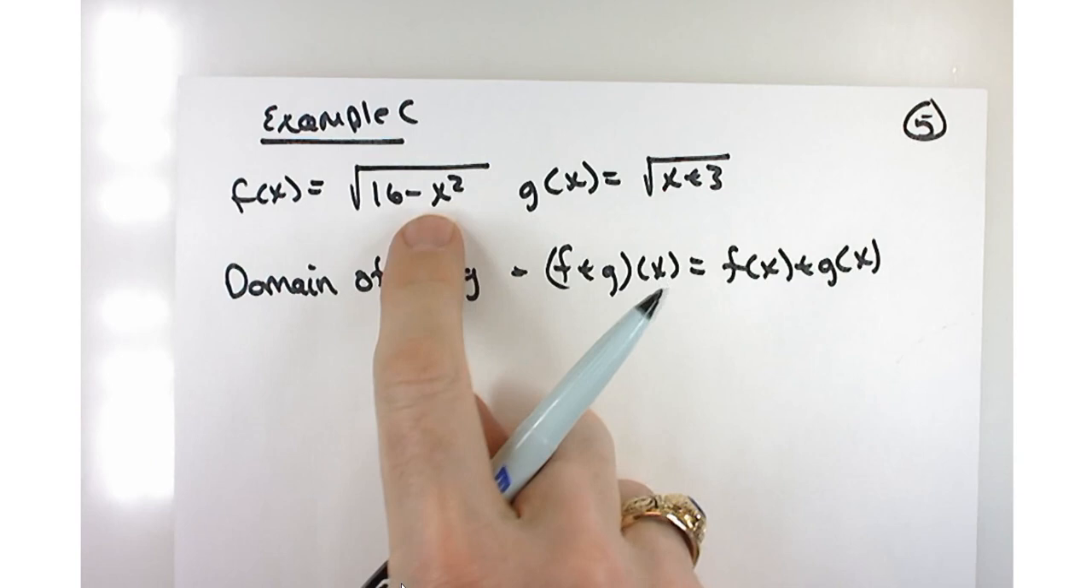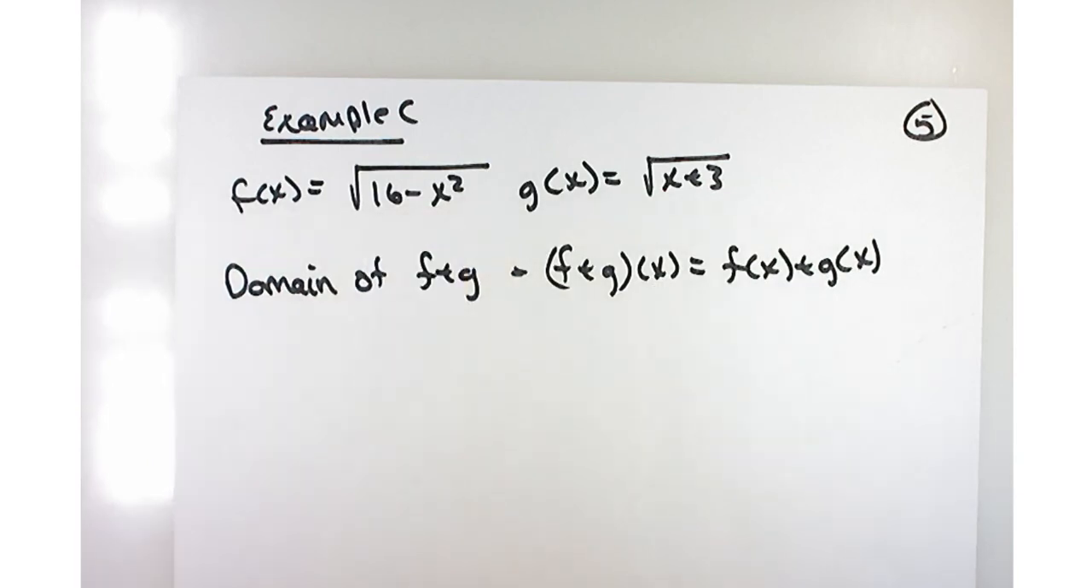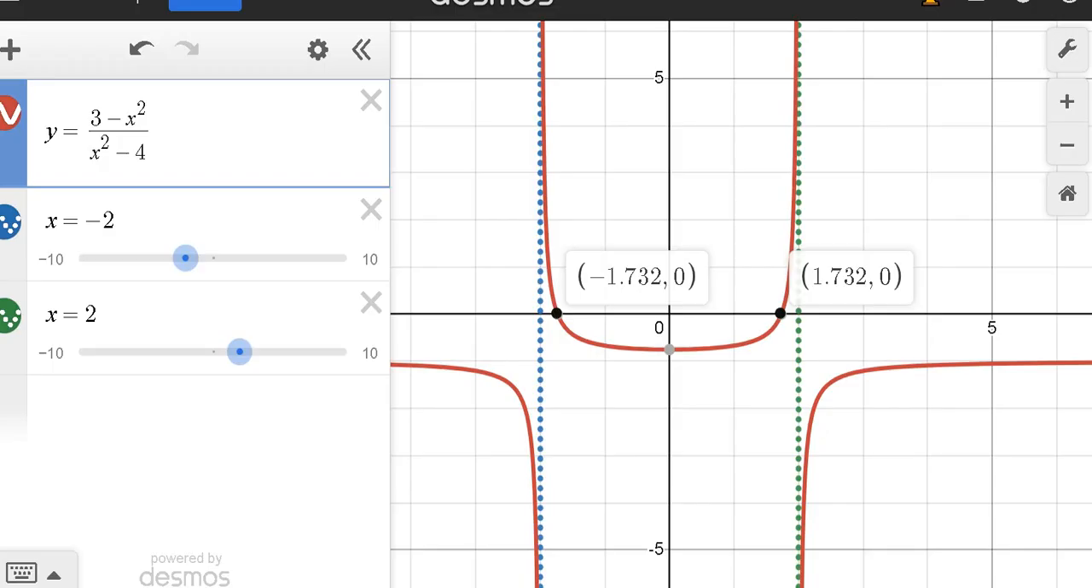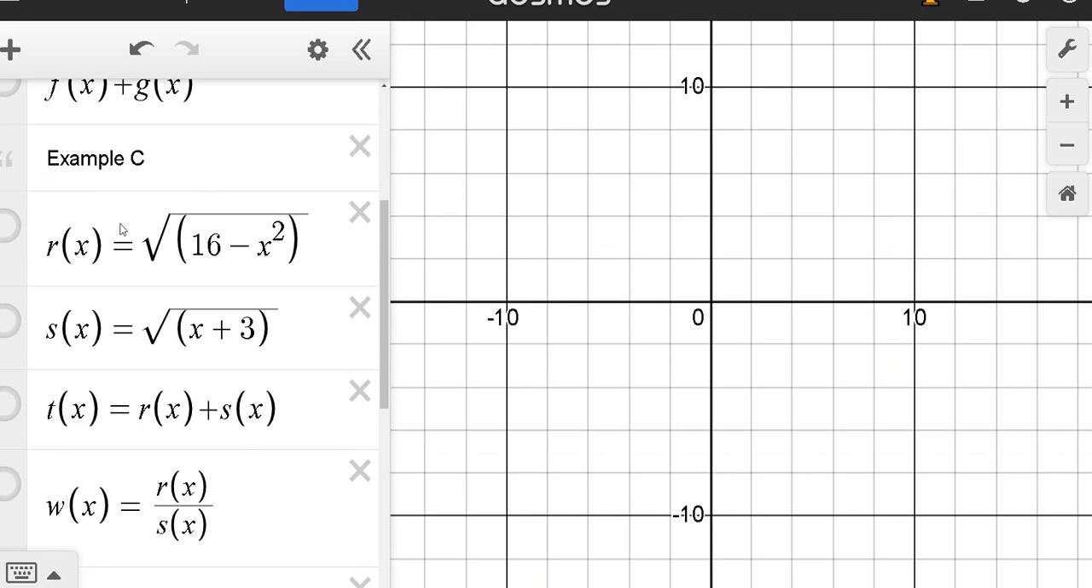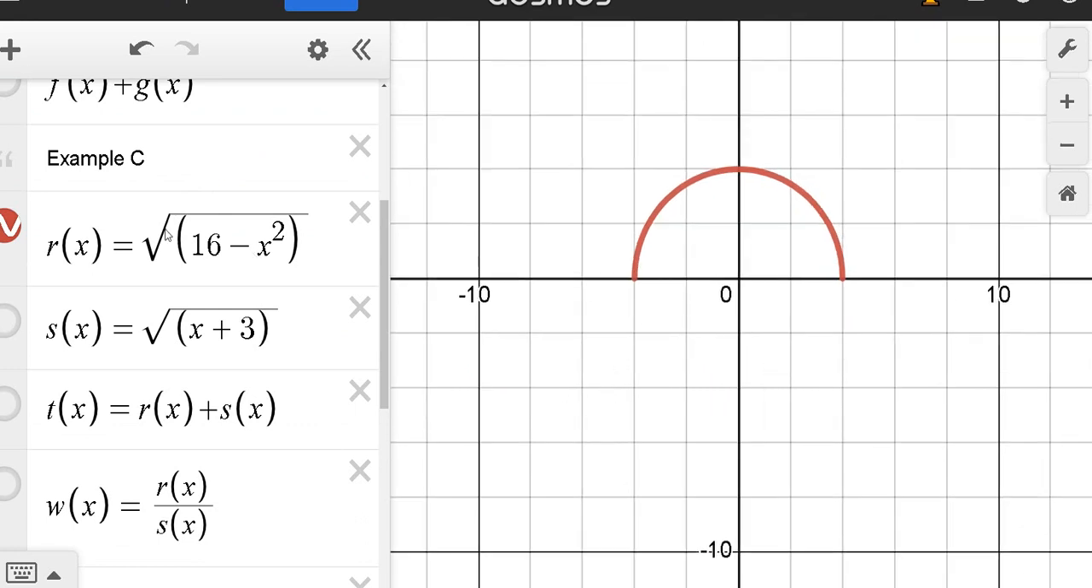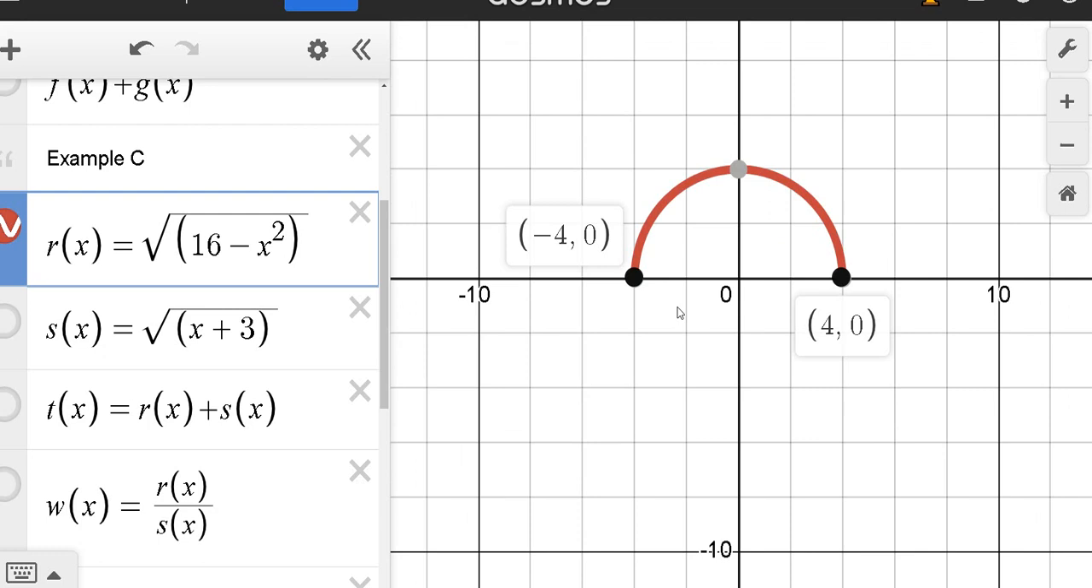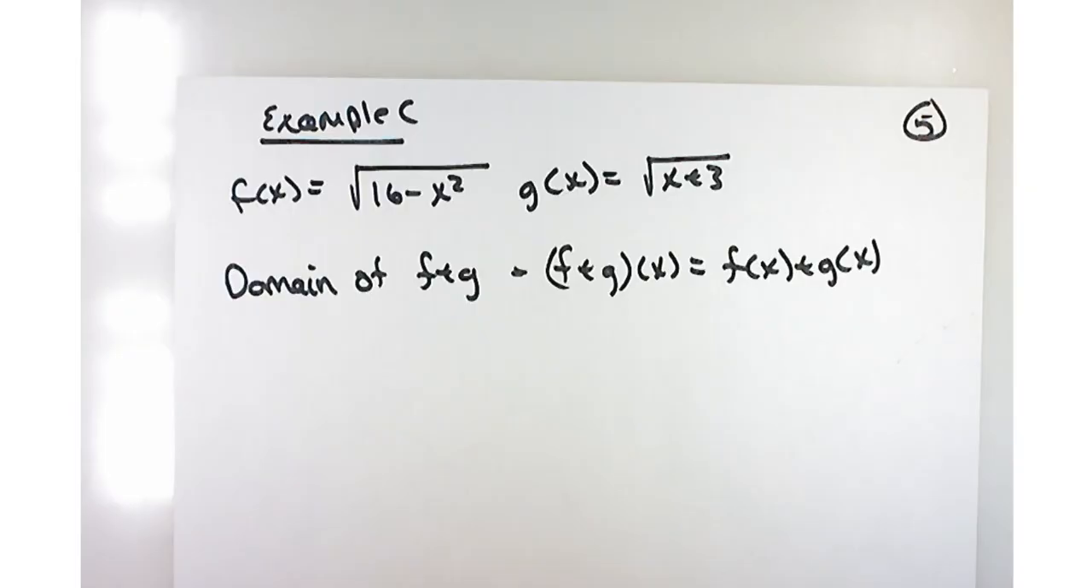Well, let's take a look first of all at the domains of these individually. And I'm going to do this one graphically in terms of looking at their domains. So let's shut off all our other graphs and take a look at the graph of, I called it here r of x, in our handout it's f of x, but square root of 16 minus x squared. What's the domain of that function? Negative 4 to 4. That's where the function is defined. So the domain here is negative 4 to 4.